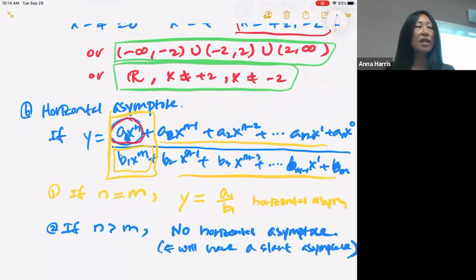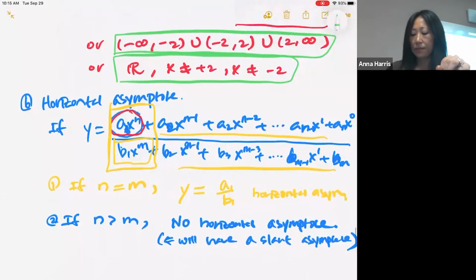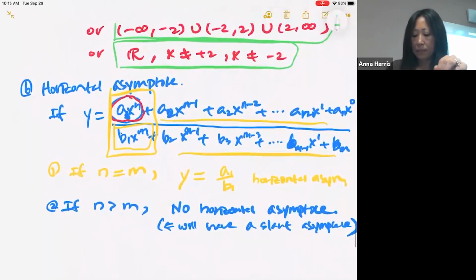So I just covered the second case, where the numerator power is bigger than the denominator. In that case, you don't have a horizontal asymptote. Now let's look at the third case. Third case, if n is less than m, which means the denominator has more power than the numerator. In that case, y equal to 0 is your horizontal asymptote.